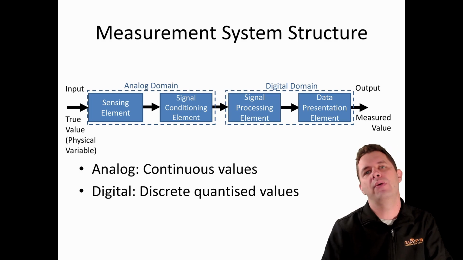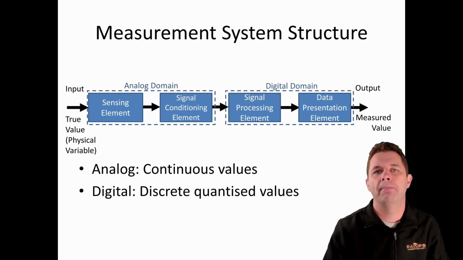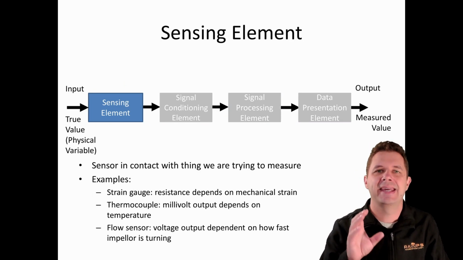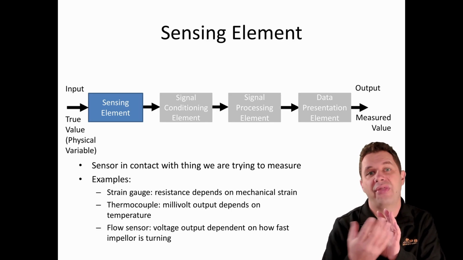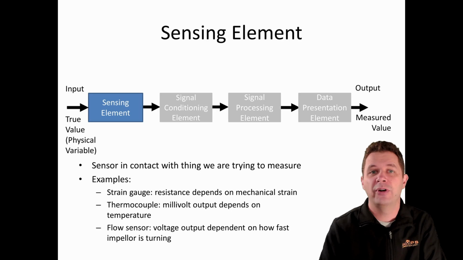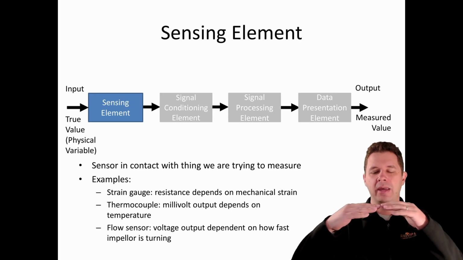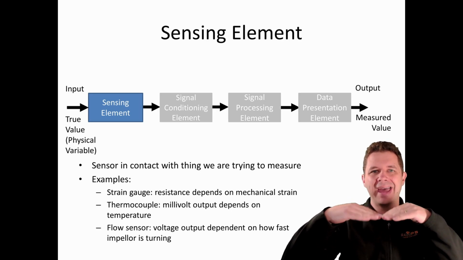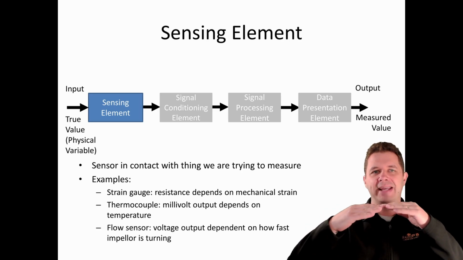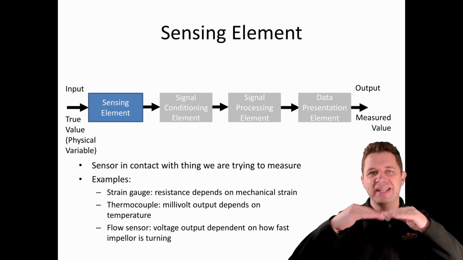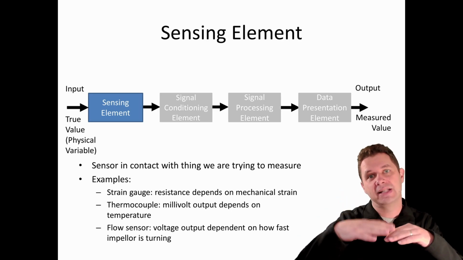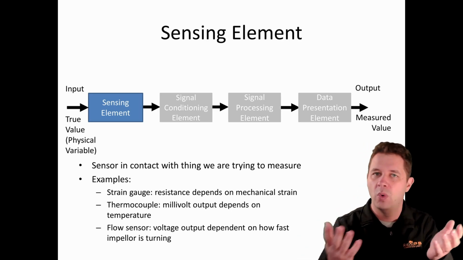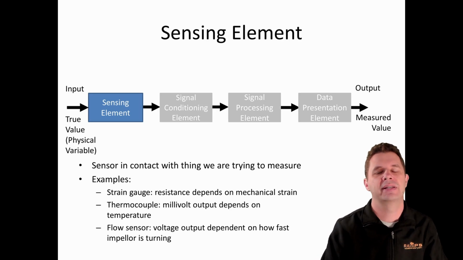So let's go through each of these elements one at a time. First, we have that sensing element. And basically, this is where our sensor's in contact with the thing we're trying to measure. So it could, for example, be a strain gauge trying to measure mechanical strain on a beam where it's deflecting. And so here, our resistance of that strain gauge will vary as we have force that's applied to our beam or whatever it happens to be, a load cell, for example.